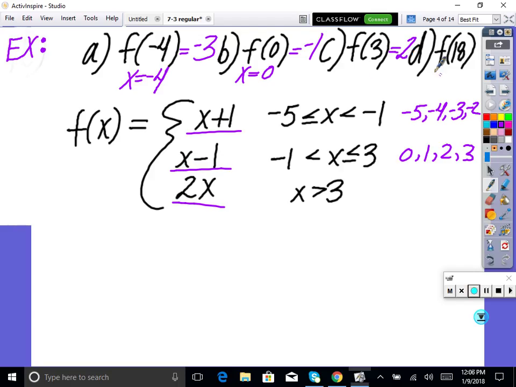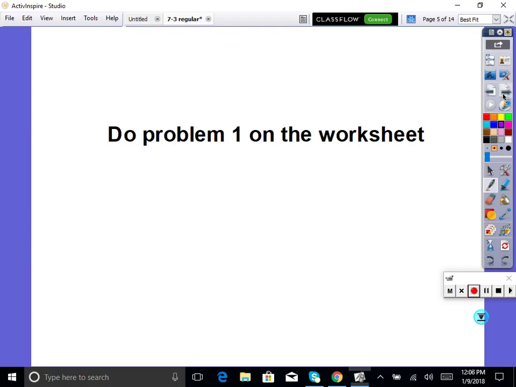And then what's the function when we plug in x equals 18? Won't that go down here? Because that's greater than 3. 18 times 2 is 36. Okay, do problem number 1 on the worksheet.